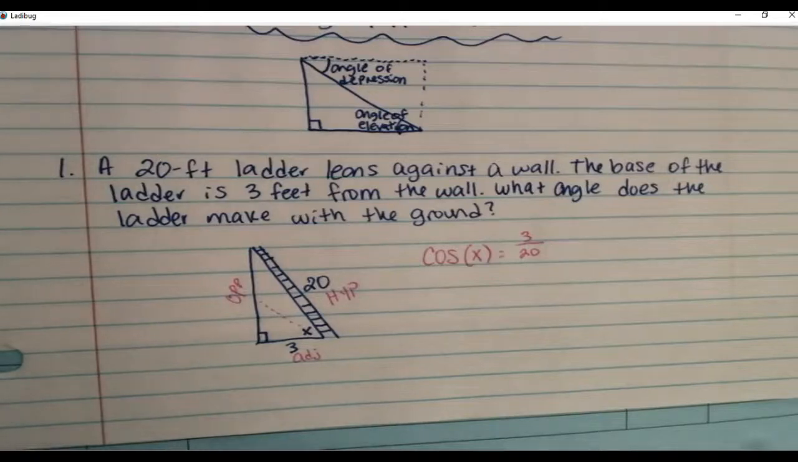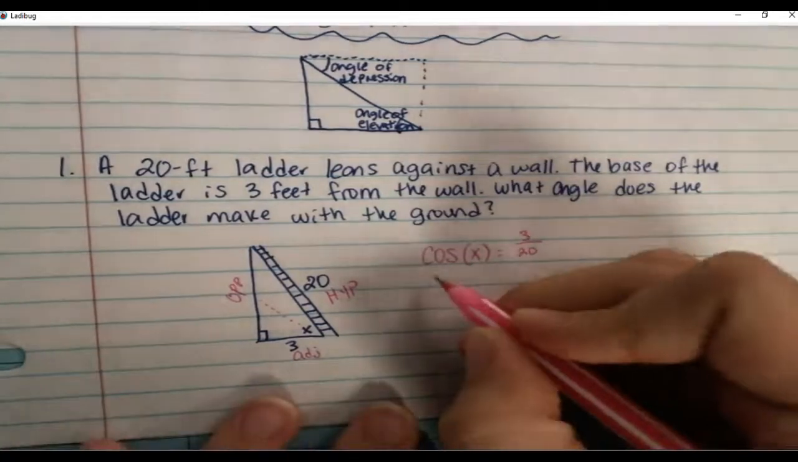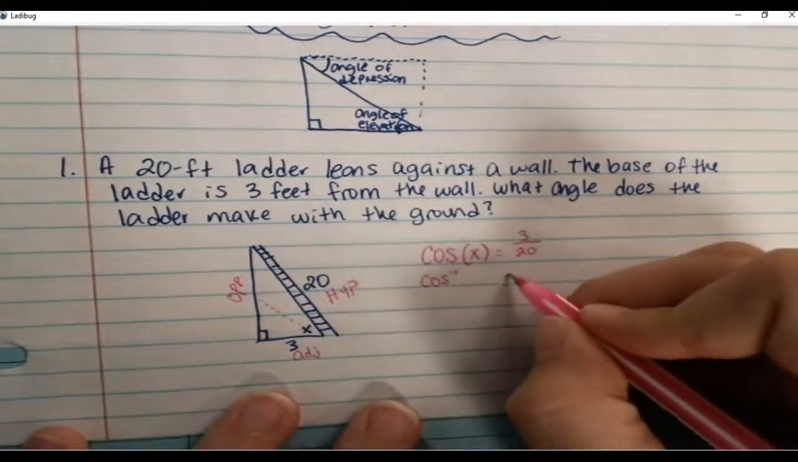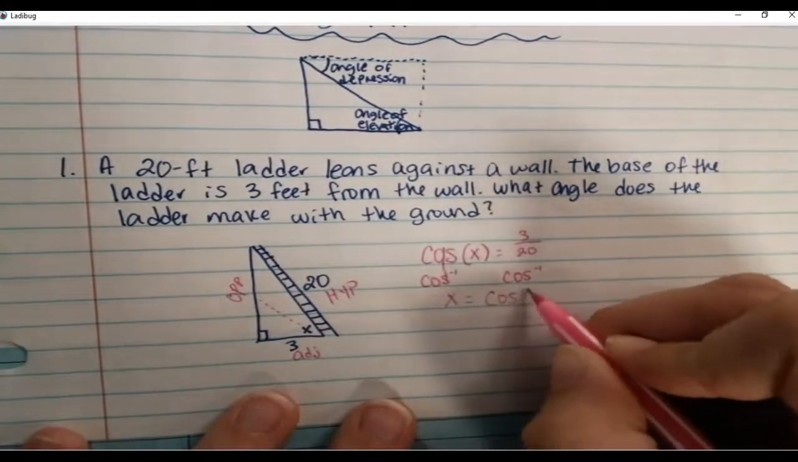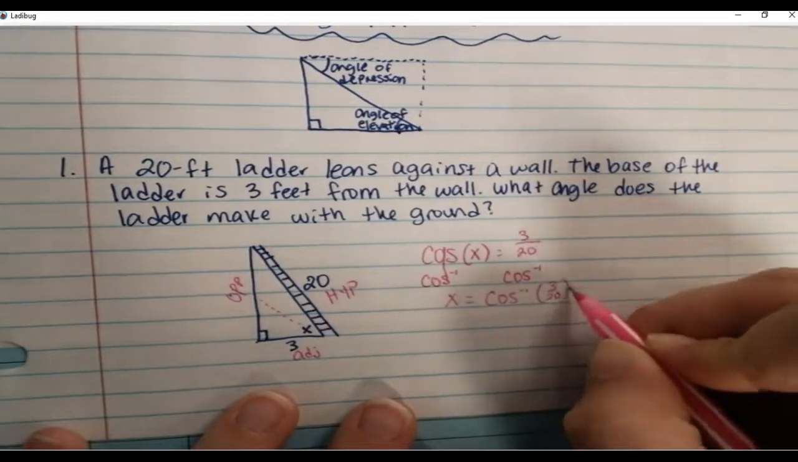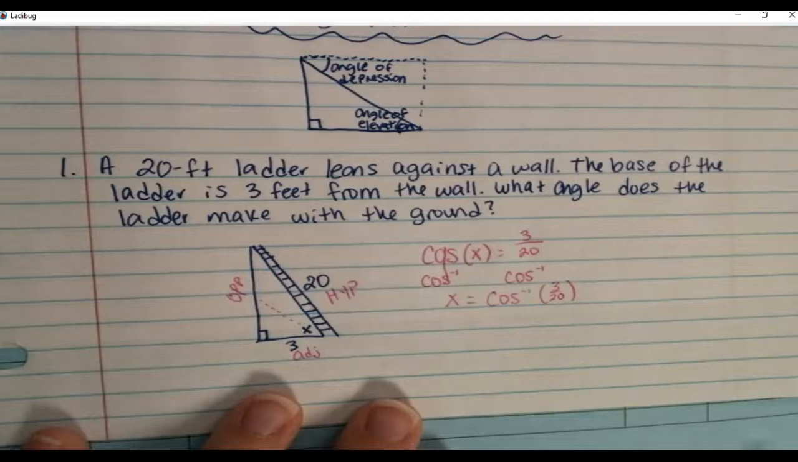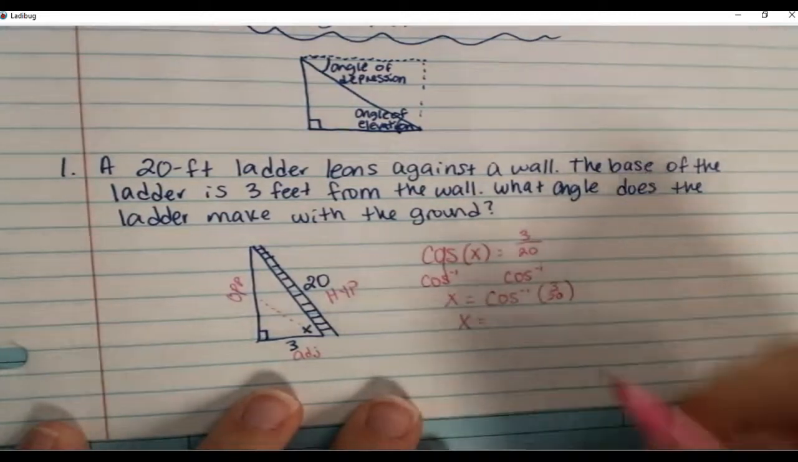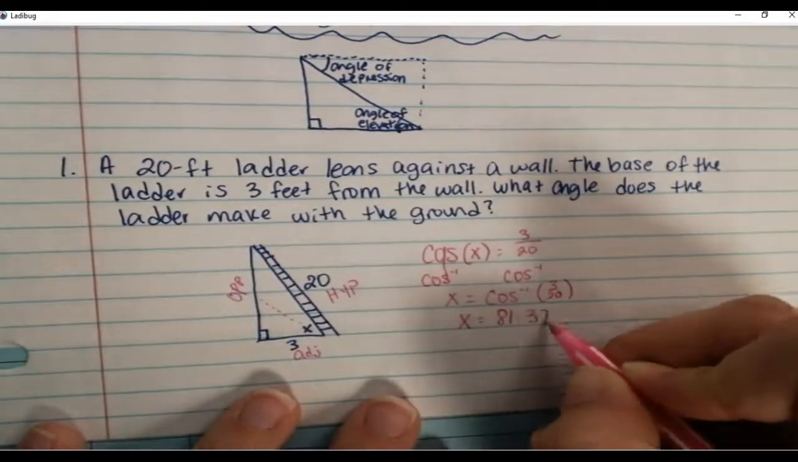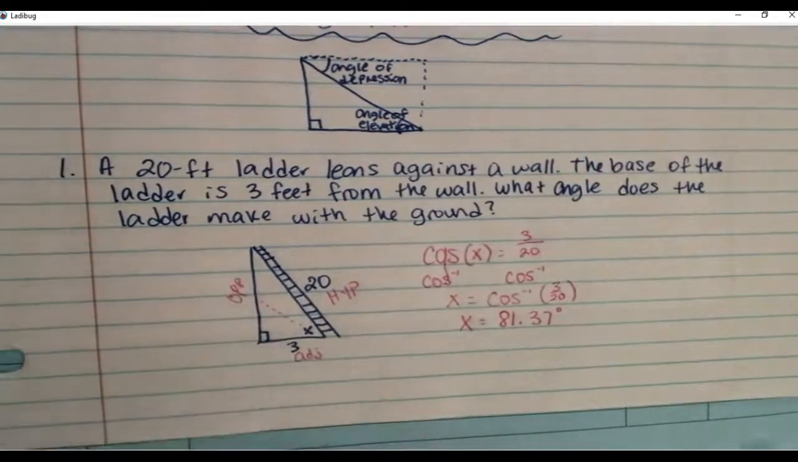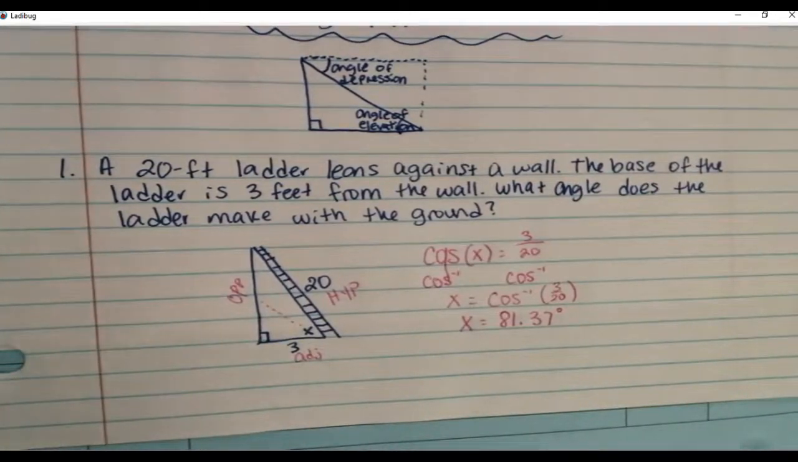How do I solve for X? Good. Do the inverse. So we do inverse cosine. And we type that in our calculator, and what do we get? Good. 81.37 degrees. So, I'm probably not going to get on that ladder because it's almost straight up, but I'll leave that up to you. Any questions on that?